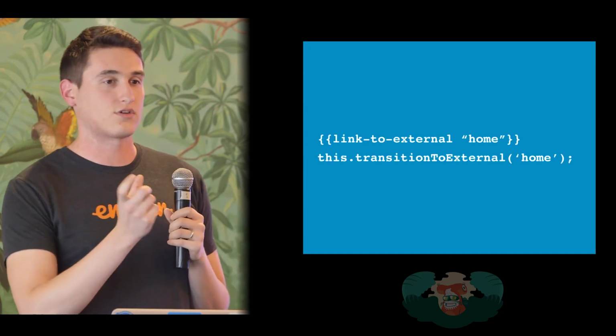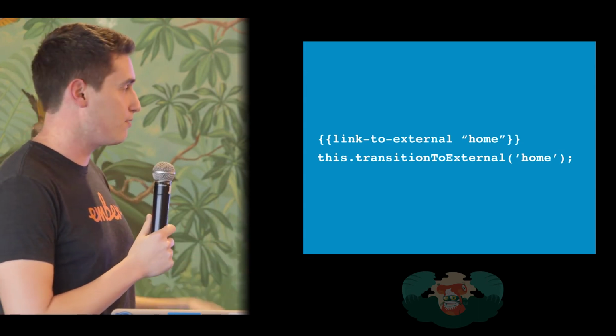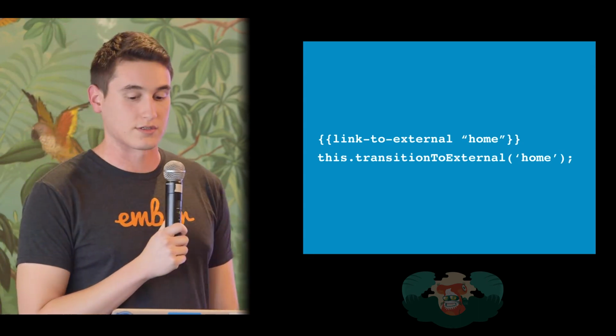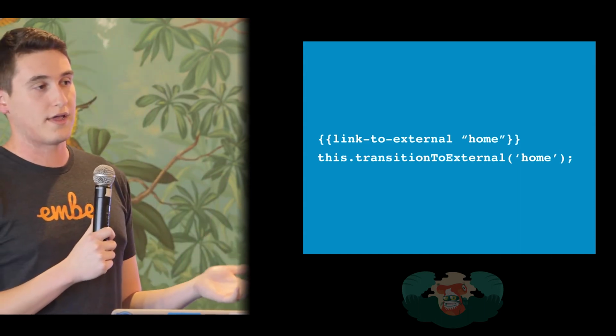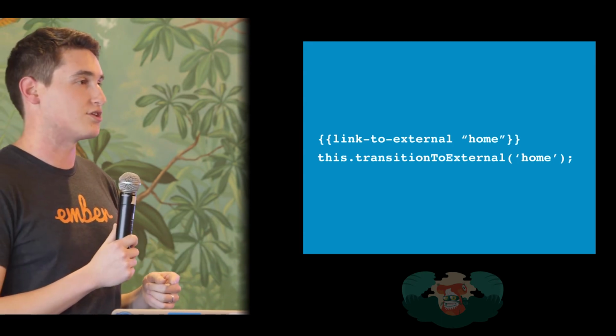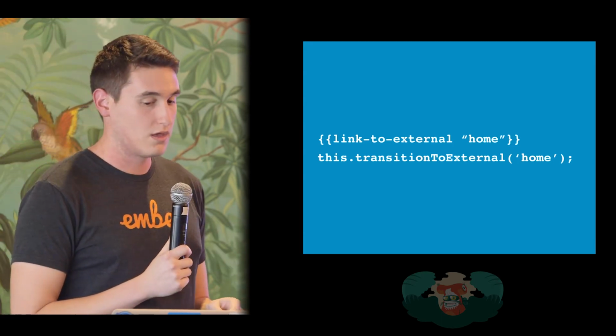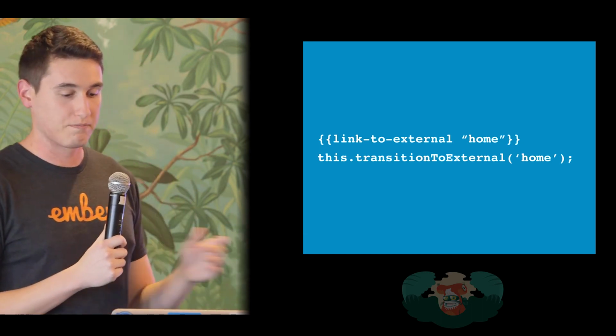You have these external-suffixed methods or components, such as link-to-external, or this.transitionToExternal. Both of these function similarly to their non-external-suffixed counterparts, except that the route destination is looked up indirectly. So the fact that we're passing home here doesn't actually mean we're going to a route named home.